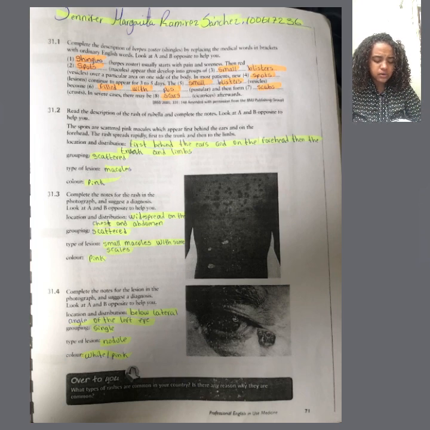Complete the notes for the lesion in the photograph and suggest a diagnosis. Look at A and C opposite to help you. Location and distribution: below the lateral angle of the left eye. Grouping: single. Type of lesion: nodule. Color: white and pink.